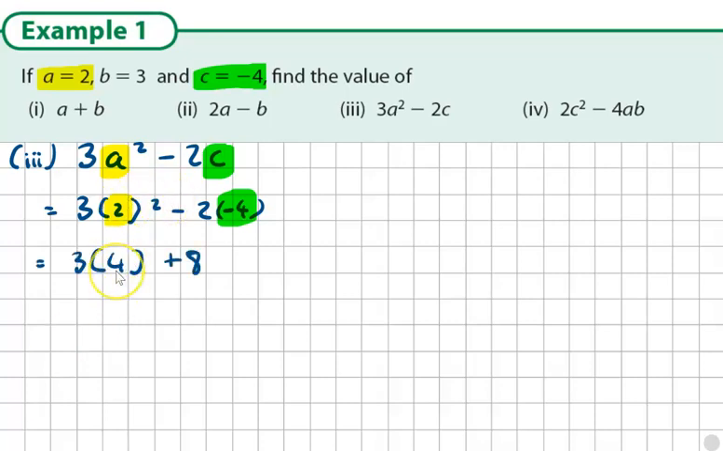So 2 squared is 4. So we have 3 multiplied by 4. And -2 times -4 is +8. A minus by a minus is a plus. And then 3 times 4 is 12. And 12 plus 8 is 20.